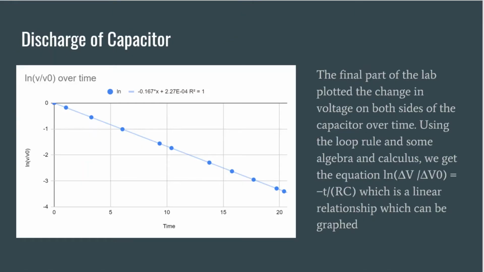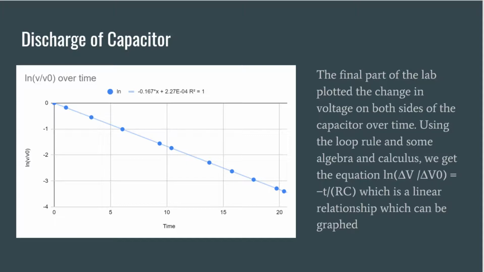In this next part, we started graphing the discharge of a capacitor over time. If you use some algebra and some calculus based off of the loop rule, using the knowledge about the change in voltage across a capacitor and the change in voltage across an ohmic resistor, you can find this equation: the natural log of the change in voltage divided by the initial change in voltage equals negative t over RC, which is a linear relationship which can help us graph it.